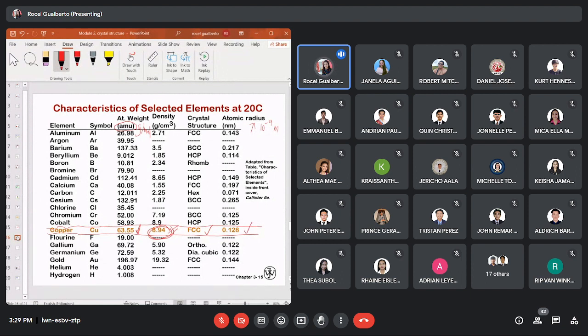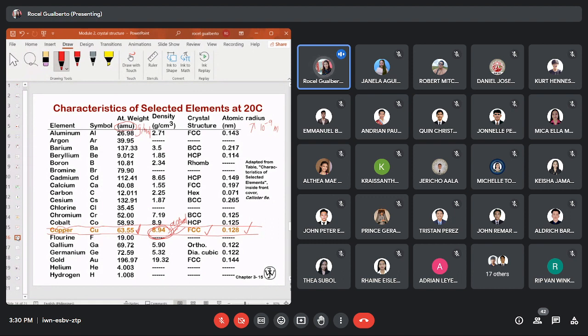So, we are trying to prove now that if we approximate the value for the theoretical density given the structure, it would be equal to the density written in our table. We call this the actual value. What we will solve is the theoretical value. We just approximated, or estimated, it based on its structure.